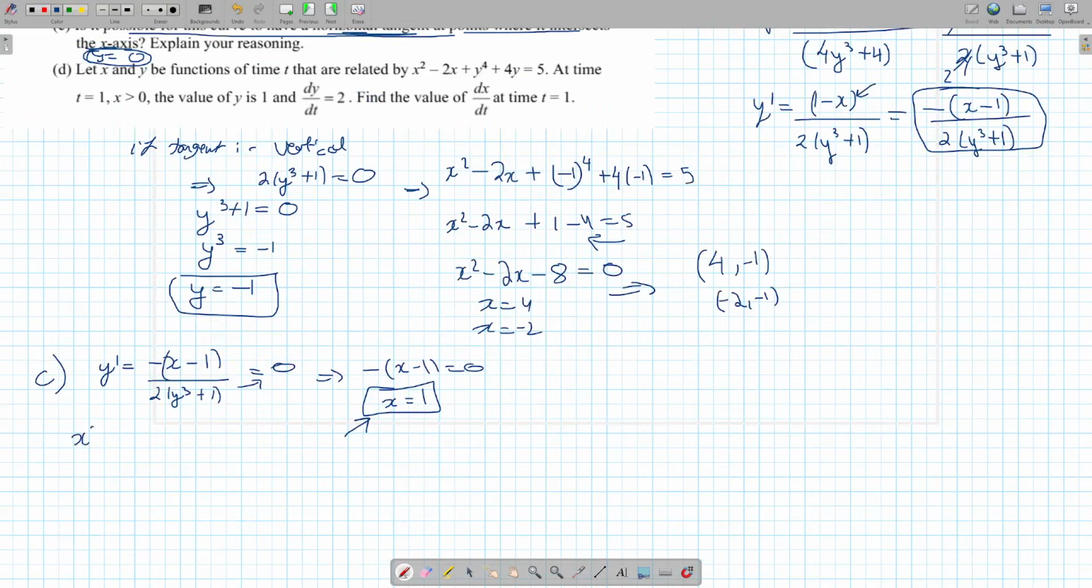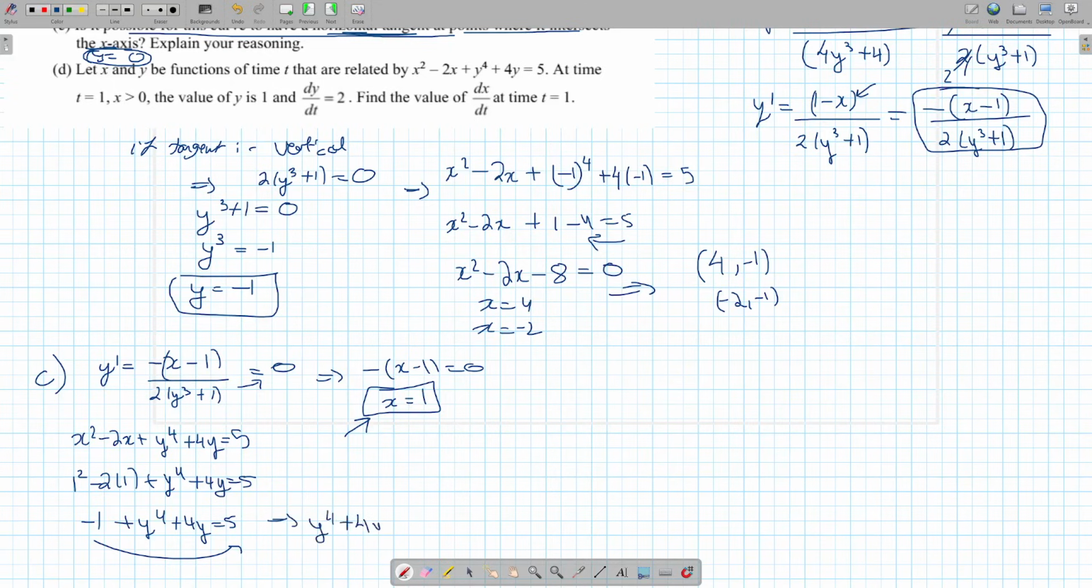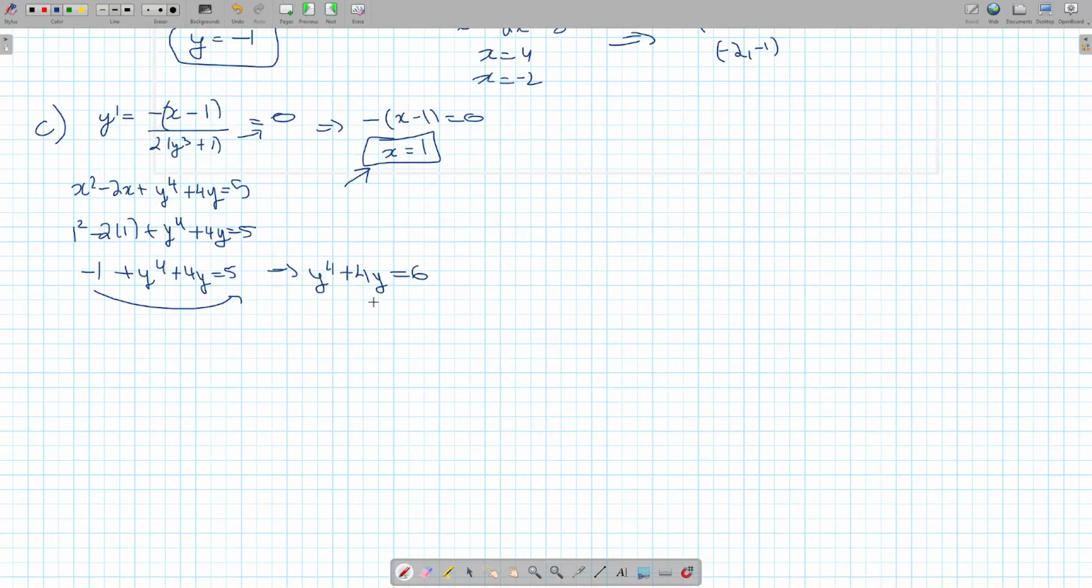Our equation is x squared minus 2x plus y to the power of 4 plus 4y equals 5. Substitute x equals 1: 1 squared minus 2 times 1 plus y to the power of 4 plus 4y equals 5. So it's 1 minus 2, negative 1, plus y to the power of 4 plus 4y equals 5. Take negative 1 to the other side. So you get y to the power of 4 plus 4y equals 6. Now, how do we solve this? We can't really solve this.